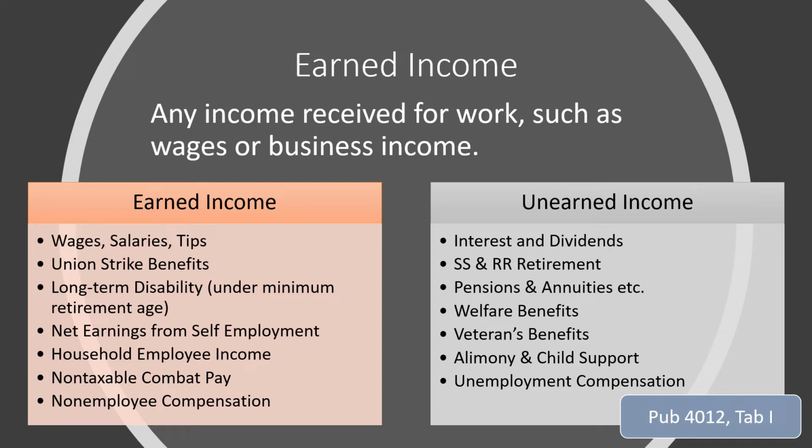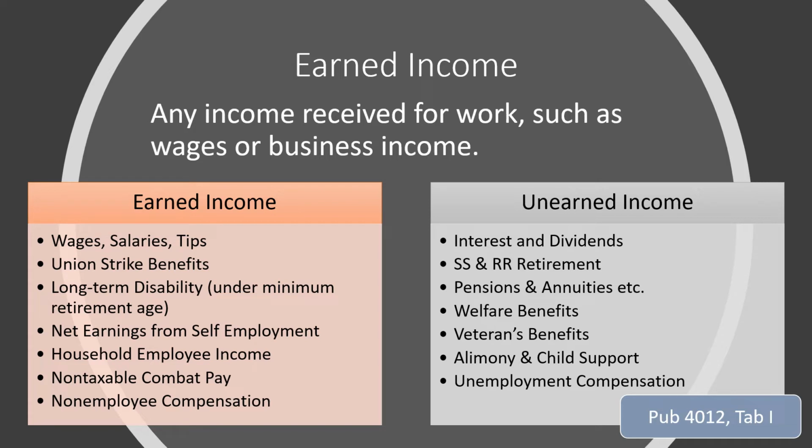Veterans benefits are also unearned income and can't be used towards the earned income tax credit. Alimony and child support, and as we've discussed before, unemployment compensation are not sources of earned income, so those cannot be used towards the earned income tax credit.